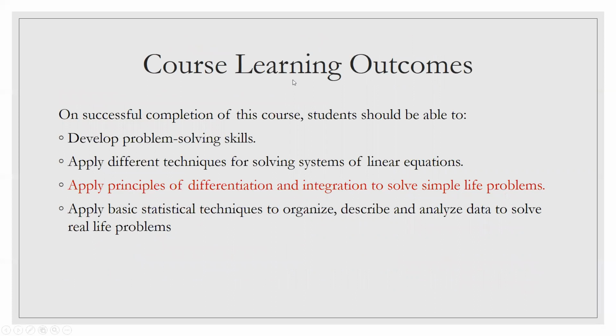The course learning outcomes. Upon the completion of the course, students should be able to achieve these 4 learning outcomes. They should be able to develop problem solving skills, apply different techniques for solving systems of linear equations, apply principles of differentiation and integration to solve simple life problems. And this is the course learning outcome that is of interest for us. And the last one is to apply basic statistical techniques to organize, describe, and analyze data to solve real life problems.